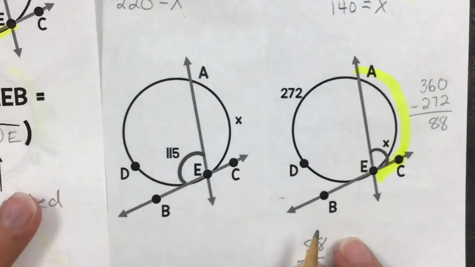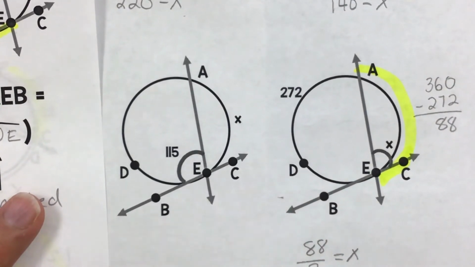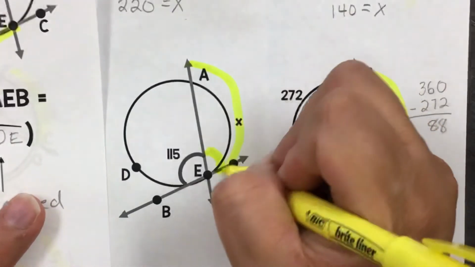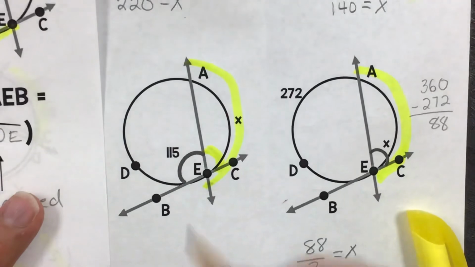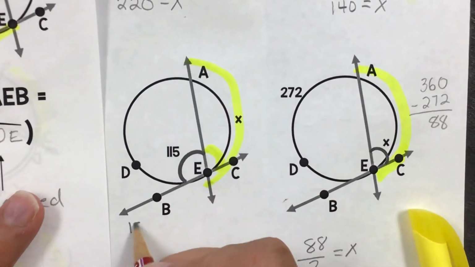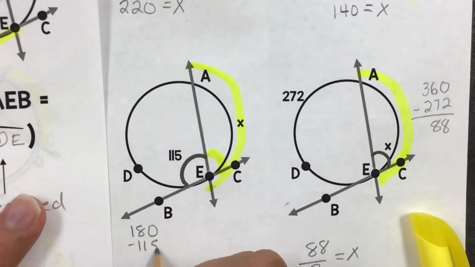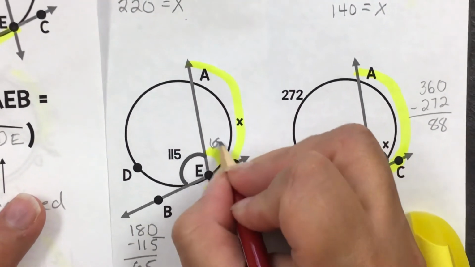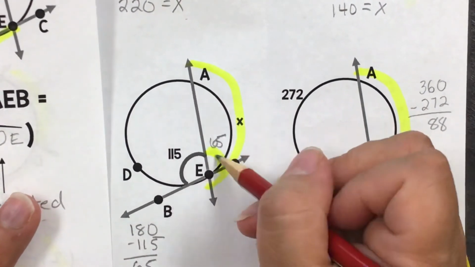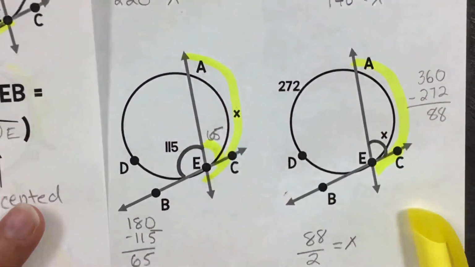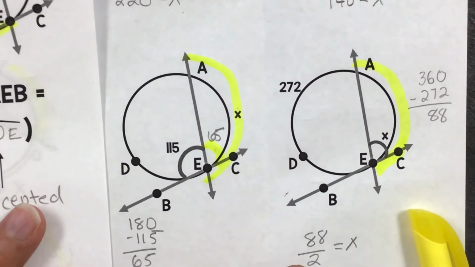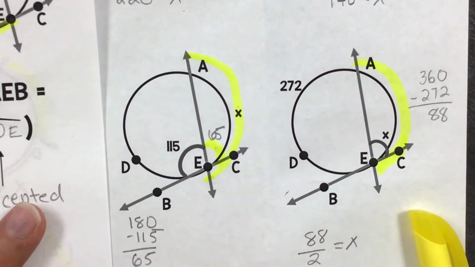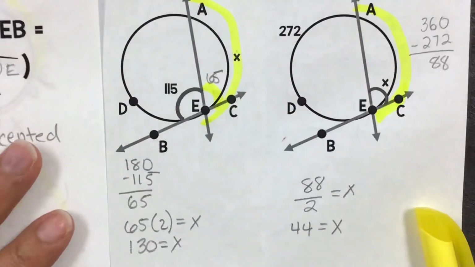All right, so let me try that again. What you need is this angle right here because I'm looking for this arc. How do I get that angle? It's 180 minus 115. That gives you 65. That means this angle right here is 65. To get the arc, we have to multiply by 2. So 65 times 2 is the value of x. So 130 is the value of x.